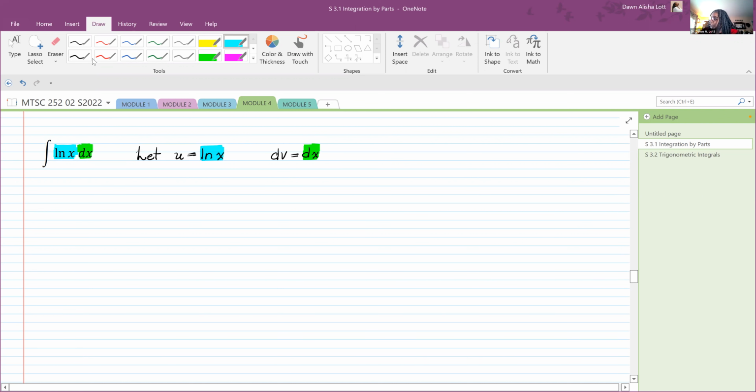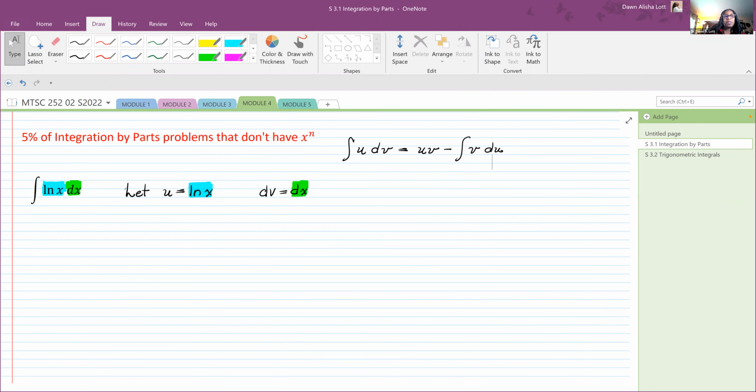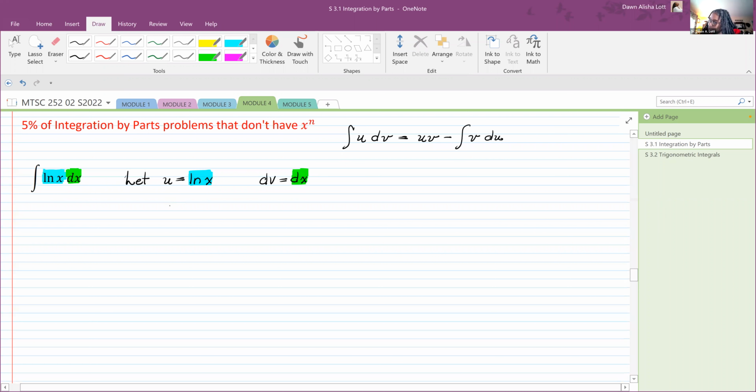Okay, so what was our formula? Let me just write it again. The integral of u dv is equal to uv minus the integral of v du. Okay, so we're here. So now du is what? What is du? Is it 1 over x? Okay, keep going. dx. Yay, okay. 1 over x dx, awesome. And v is equal to x.